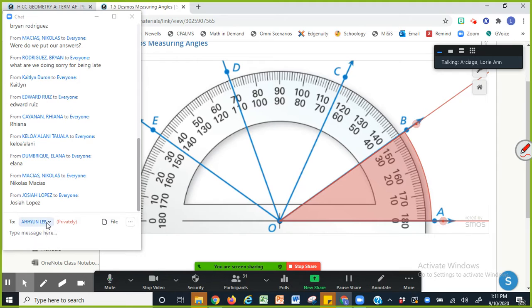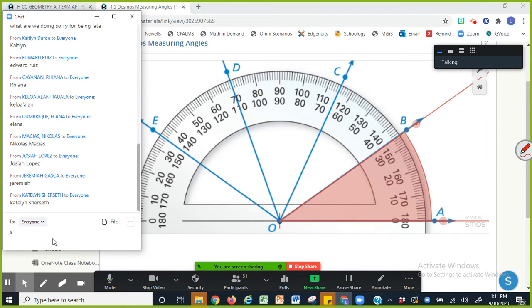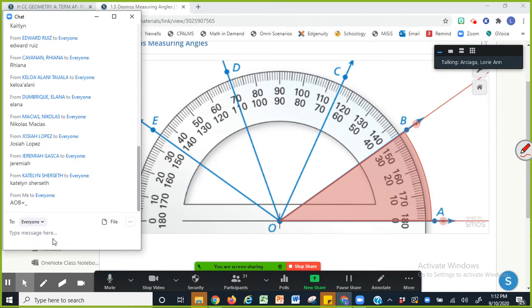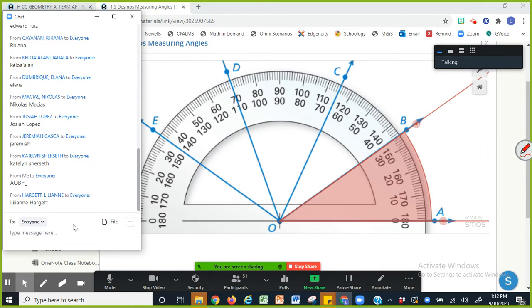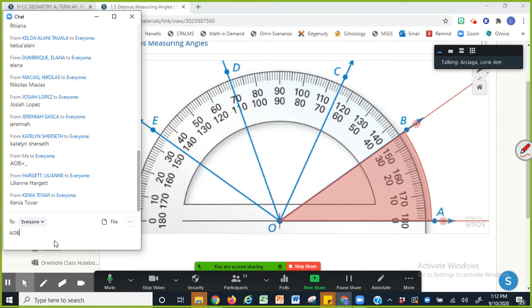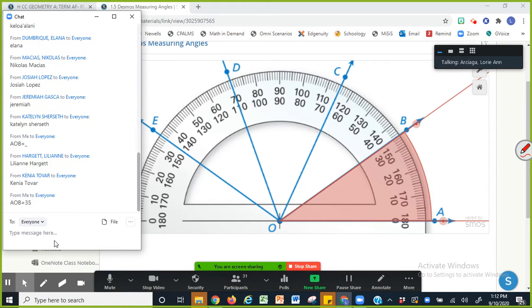So how will you type in their measures? You can name the angle by, let's say, using three letters. So AOB equals, and then you put the measure. Okay. All right. So in the first example, AOB, the measure of that was 35 degrees. So you can write something like that.